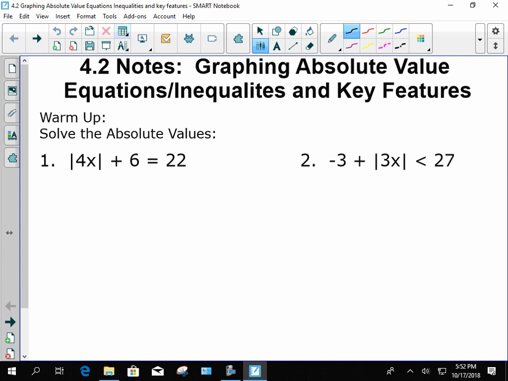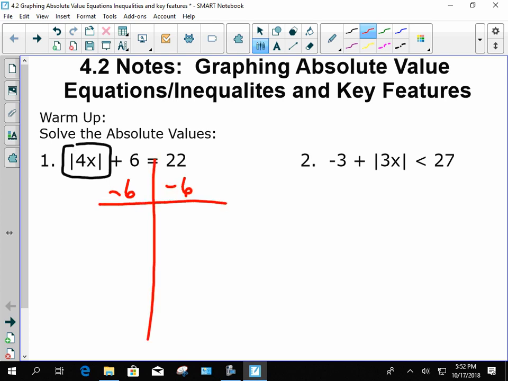All right, first thing I need to do, I got to get my absolute value all by itself. So I'm going to subtract 6 from both sides. Oh, I didn't say this, but you should have already done the warm-ups. That's kind of a procedure thing. So I have the absolute value of 4x equals 22 minus 6 is, no one's going to say anything, so I'll just say it, 16.